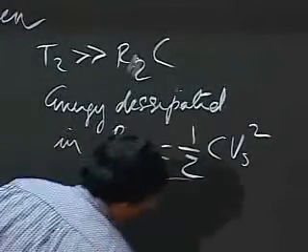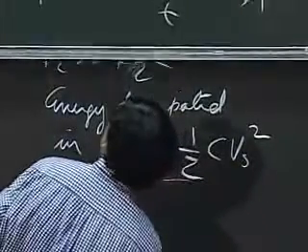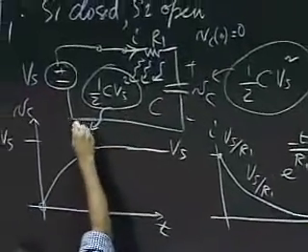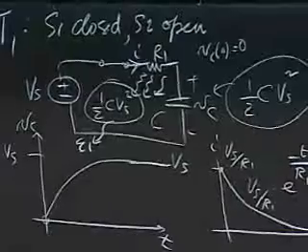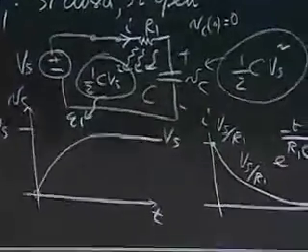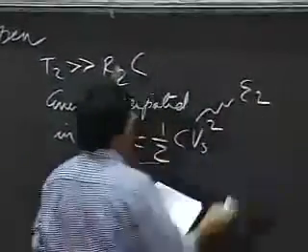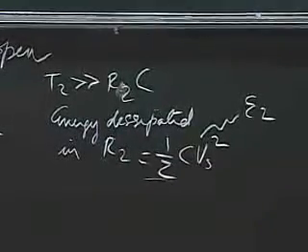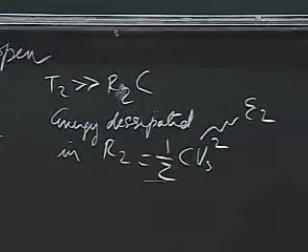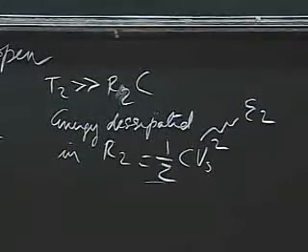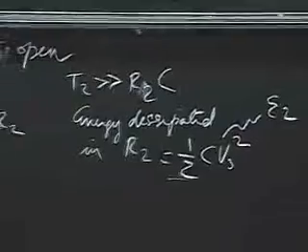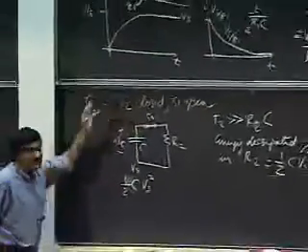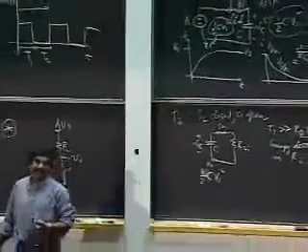Let me say that this is E1, and let me say that this is E2. So E1 is dissipated in the resistor, and E2 is dissipated in R2 in the second half cycle. A couple of interesting things to note at this point. One is that E1 and E2 are independent of R.